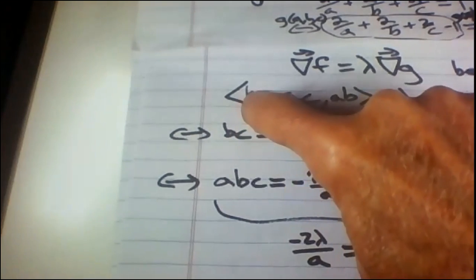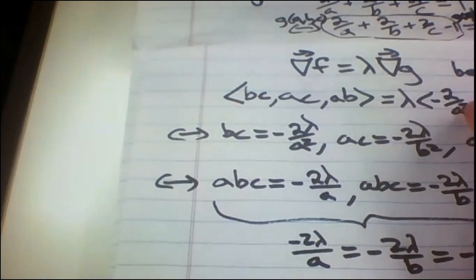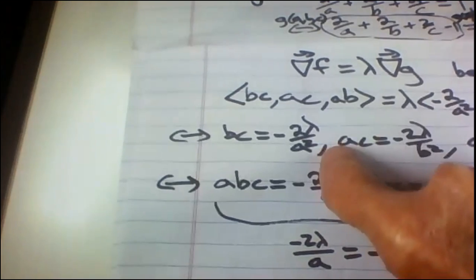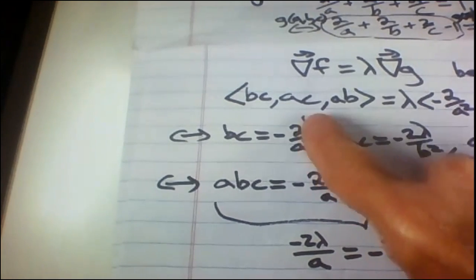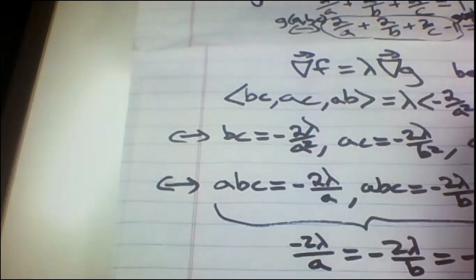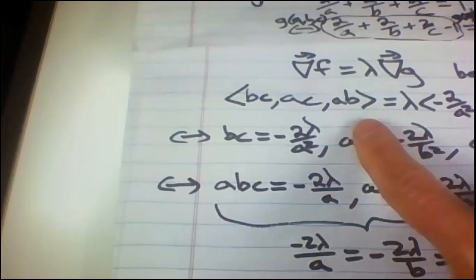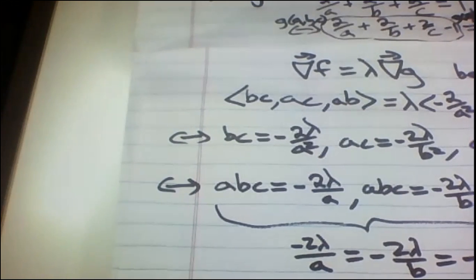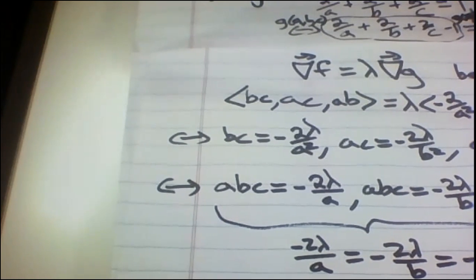It says that BC, the left side, is equal to minus 2 lambda over a squared on the right, for the x component, the first components. Second component is AC equals lambda times minus 2 over b squared. There that is. Equate third components to get AB equals minus 2 lambda over c squared. This is 3 equations and 4 unknowns. We need the constraint. 2 over a plus 2 over b plus 2 over c equals 1. 4 equations and 4 unknowns.